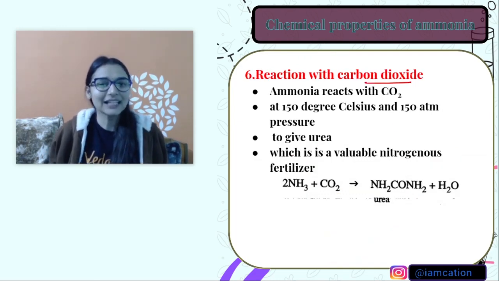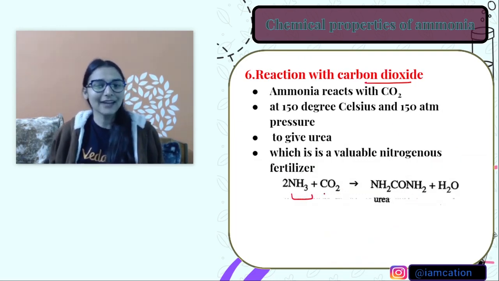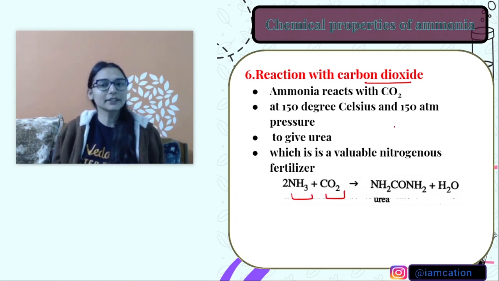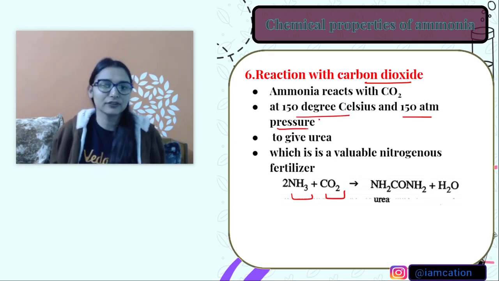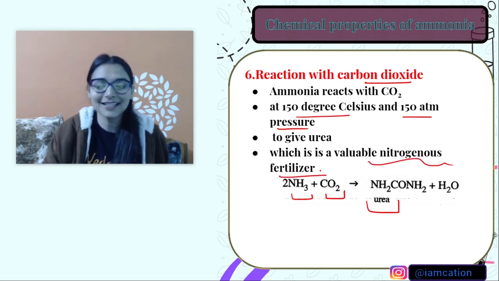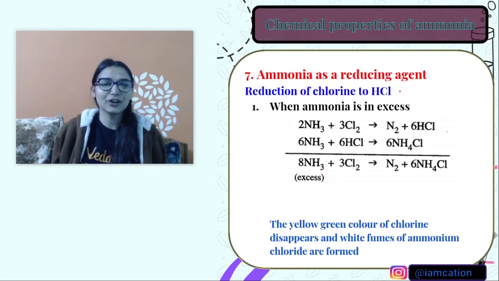The reaction with carbon dioxide: ammonia can react with carbon dioxide, not at a normal condition, but at 150 degrees Celsius and a high pressure like 150 atmospheres, to give us urea, which is a very good nitrogenous fertilizer. That is important for the farmers.